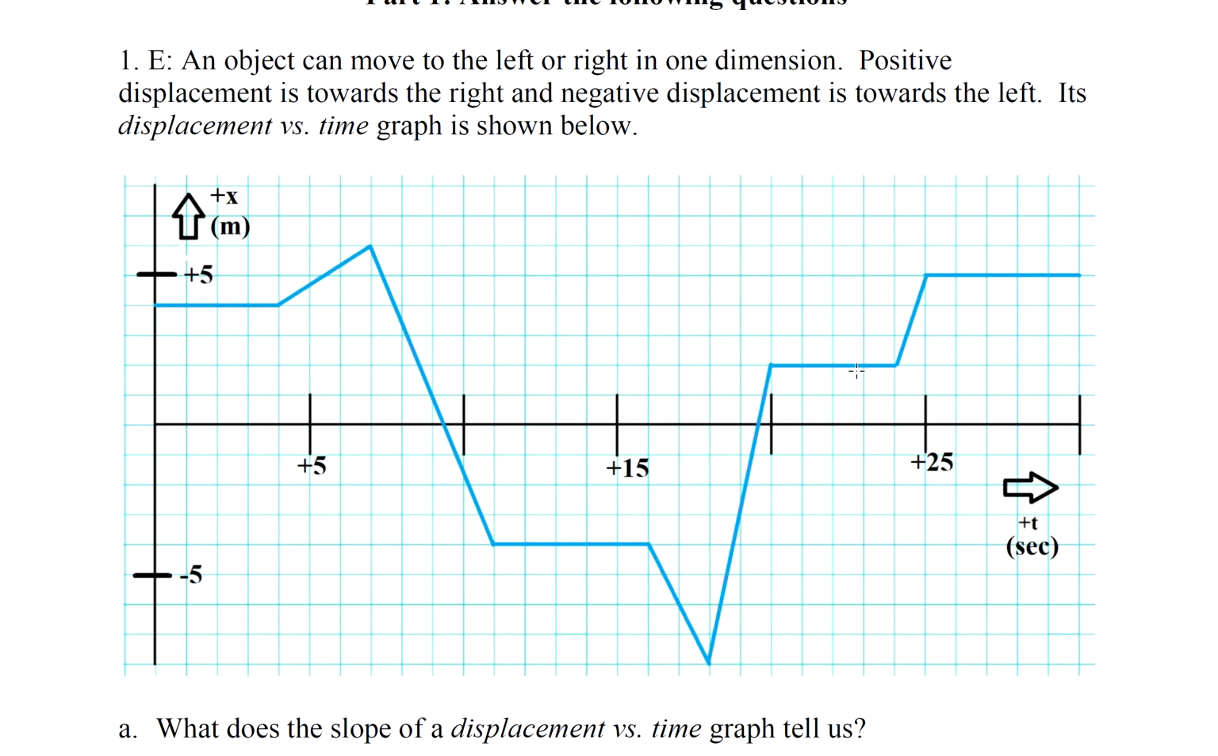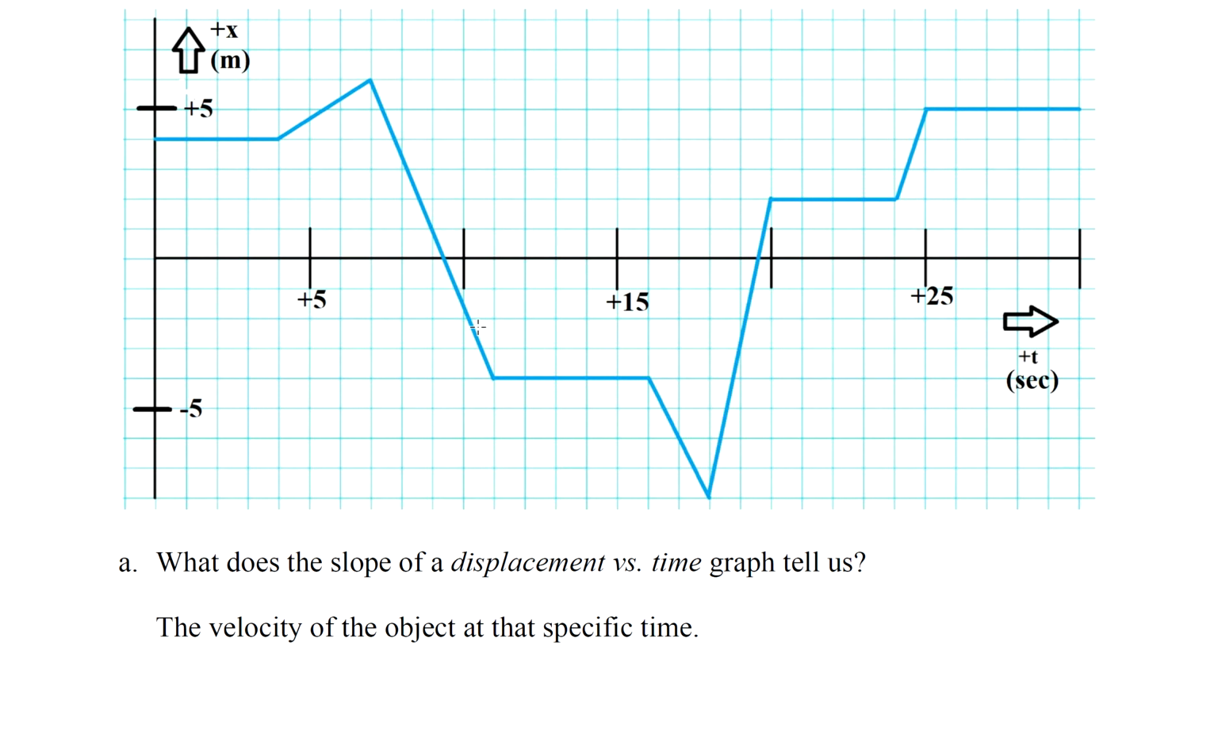Then it's at rest. It's at x equals positive 2 for 4 seconds. Then it goes to the right 3 meters, and it's at x equals 5. Then it's at rest at x equals 5 for the last 5 seconds.